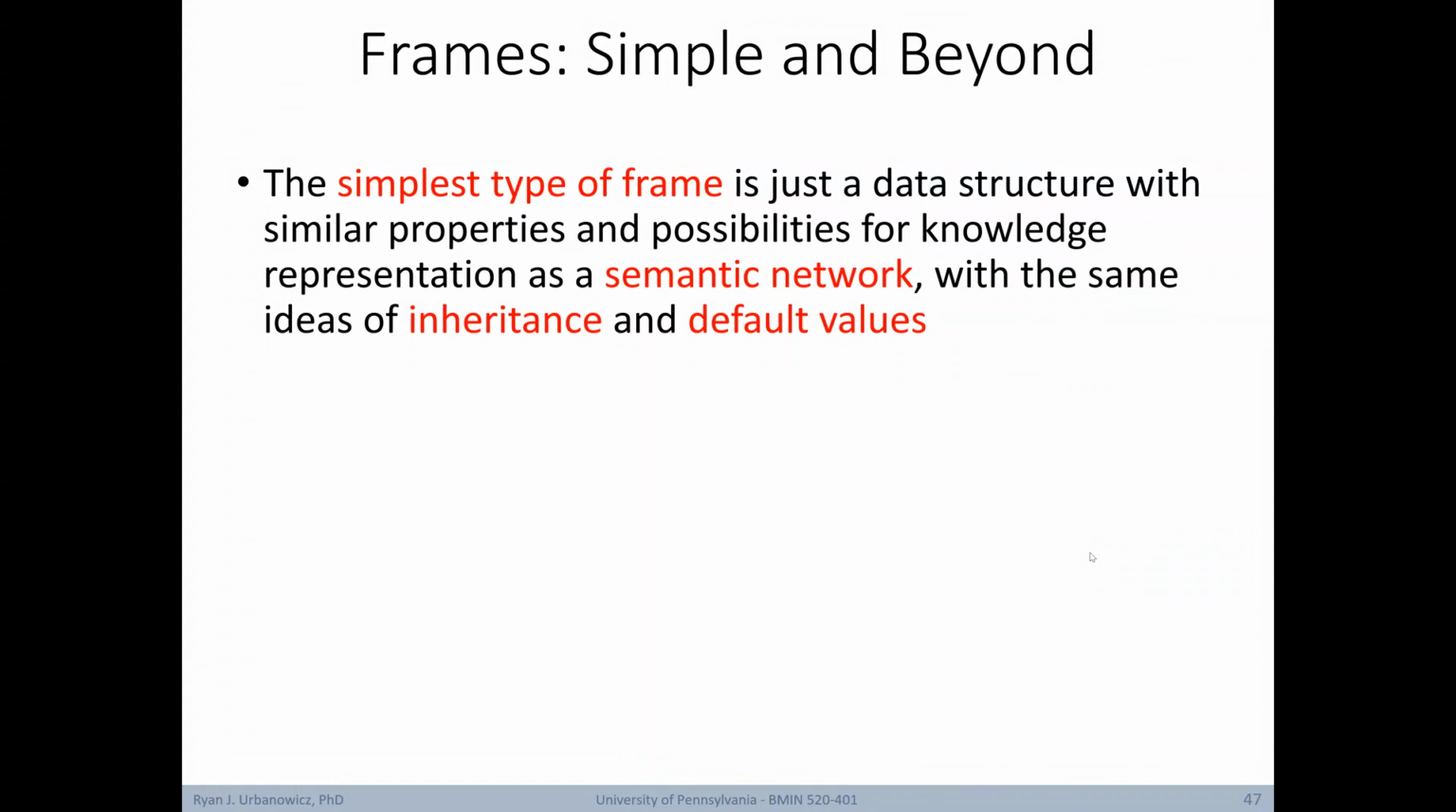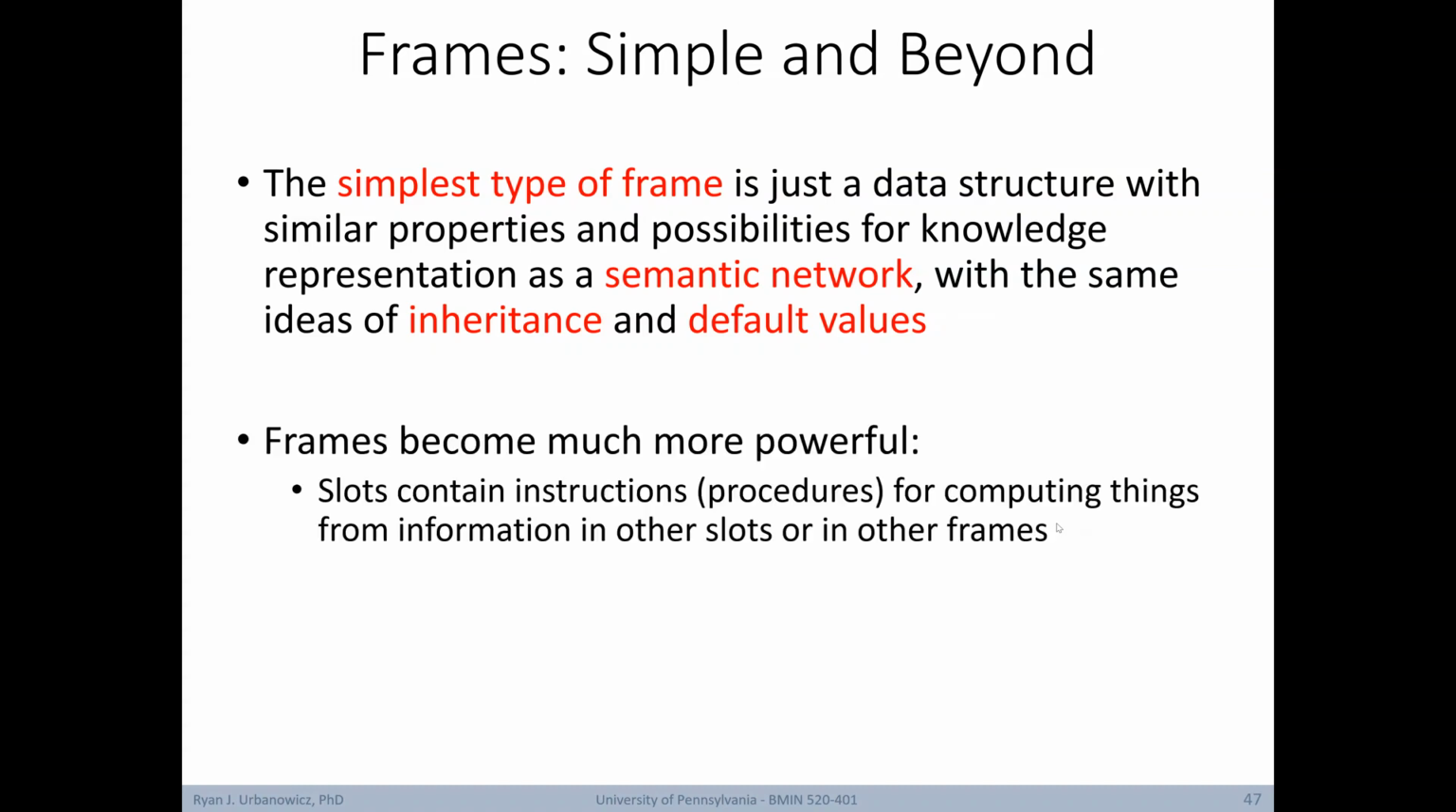Thinking about the potential of frames, they can be both very simple and get rather complex. The simplest type of frame is just a data structure with similar properties and possibilities for knowledge representation as a semantic network. It also has the same idea of how inheritance works and adopts the idea of default values. However, frames can become much more powerful when you start using slots that contain instructions or procedures, also known as daemons. We use these to compute things from information in other slots or in other frames.